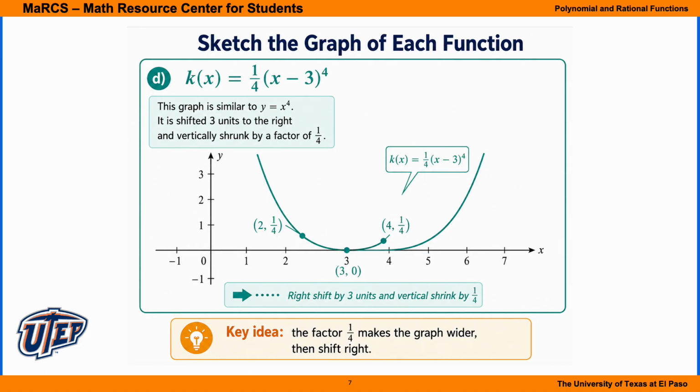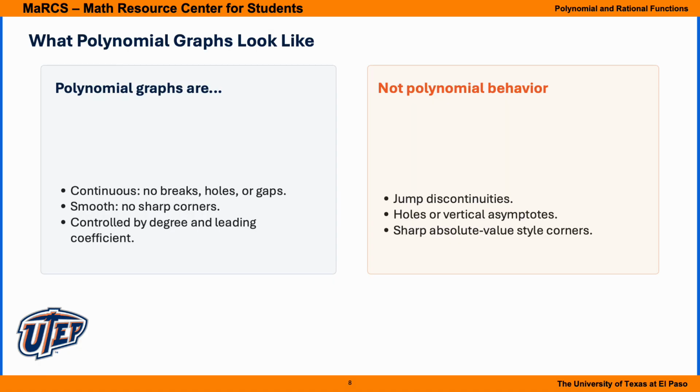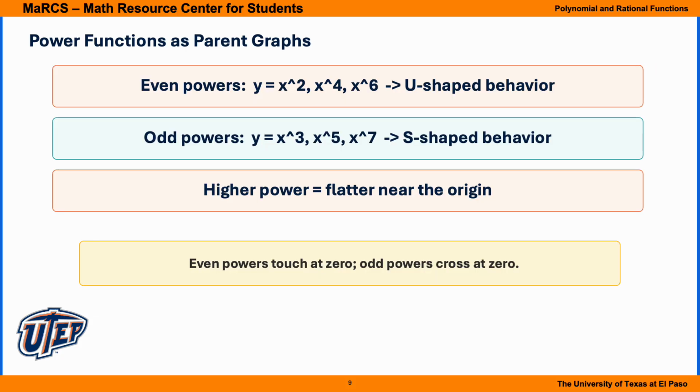So to summarize what we just went over, polynomial graphs are continuous, meaning they have no breaks, holes, or gaps. They have smooth turns, meaning they don't have sharp corners, unlike the graph of the absolute value of x. And lastly, they are controlled by the degree and by the leading coefficient. Here are some of the key features of the parent functions.